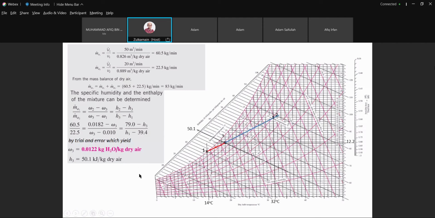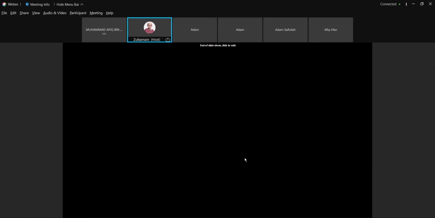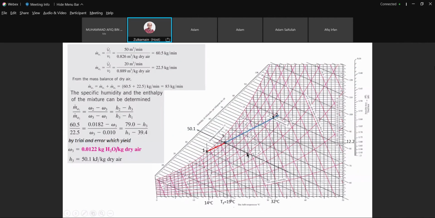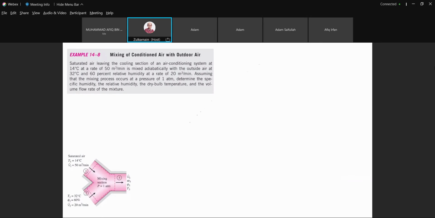But in an actual case, we are not going to stop at only that point. For an air conditioning system, basically we are going to combine the mixing chamber either with heating or cooling. Okay, we are going to combine this process either with heating or cooling. So maybe we have one more section right here. We could have either the cooling coil or the heating coil.